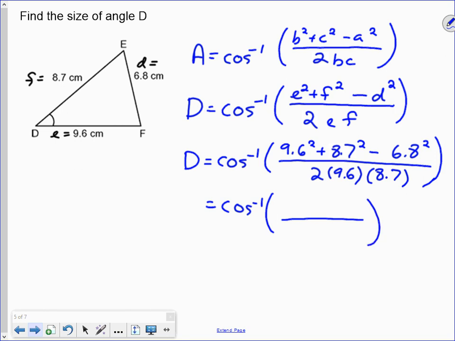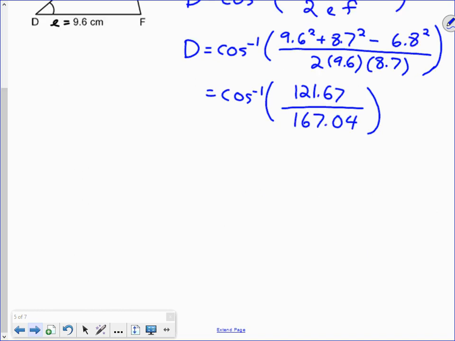So 9.6 squared plus 8.7 squared minus 6.8 squared gets me 121.67. Then in the denominator, 2 times 9.6 times 8.7 is going to give me 167.04. And that just helps me do the order of operations, knowing that I have to do the entire numerator and then the entire denominator. Then I'm going to divide those two things.